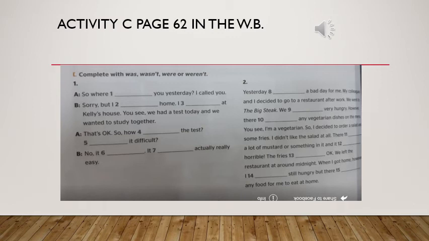Now let's finish activity C. Complete with was, wasn't, were, or weren't. Okay, number 1. So, where were you yesterday? We said before that with you we use were, okay? Remember that. Whenever you see you, use were, not was. Okay, so the answer for number 1 is were. Where were you yesterday?